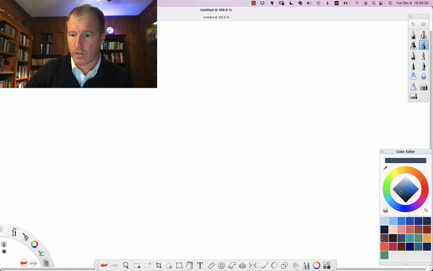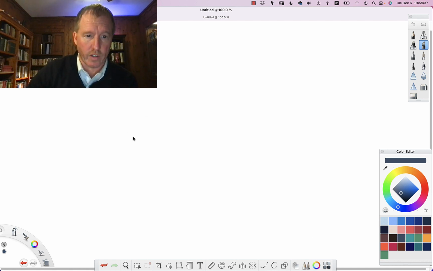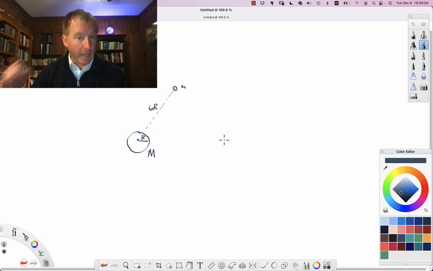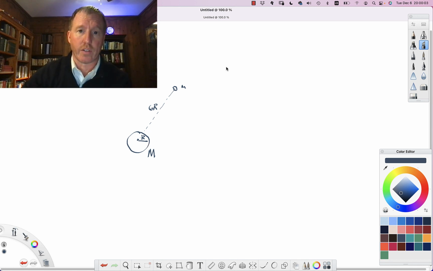So let's draw the situation first, and then we'll figure out how to solve it. Let's put the Earth right here, and it's got some radius r. If it's 5 Earth radii from the surface, then it's 6 Earth radii from the center of the Earth. So 6r is the distance of this meteor. Let's say it has mass m, and the Earth has a mass capital M. I want to figure out what the acceleration of the meteor is at this distance.